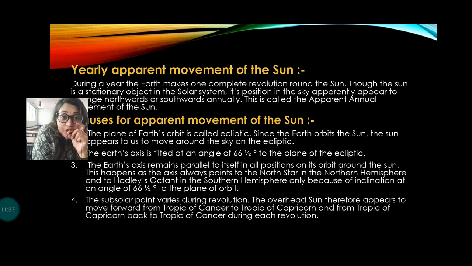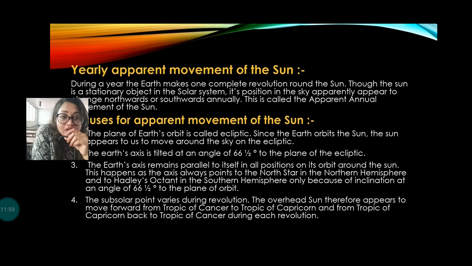due to the revolution. During the year the Earth makes one complete revolution around the sun, and the sun is a stationary object in the solar system, but its position in the sky appears to move northward or southward annually. So this is called the annual apparent movement of the sun.